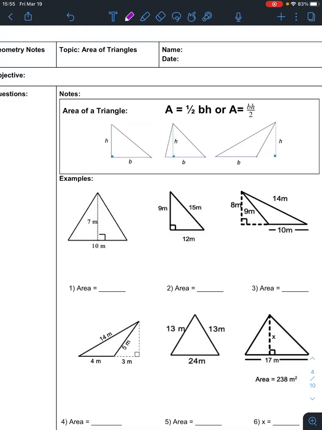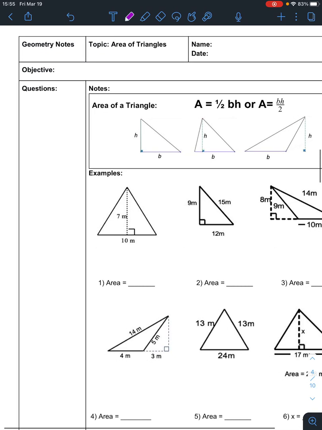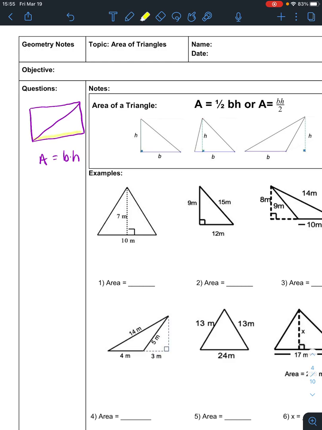We just finished talking about parallelograms. If we were to take a parallelogram, or let's start with a rectangle because that's kind of the easiest one. If we were to take a rectangle, which the area of a rectangle is base times height, and if we were to cut that rectangle in half along the diagonal, what we end up with is this triangle.